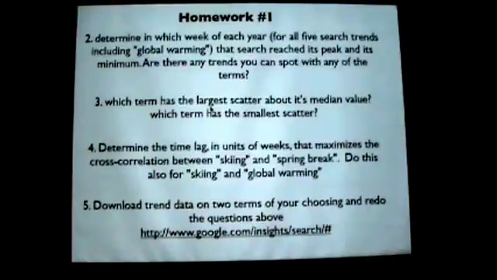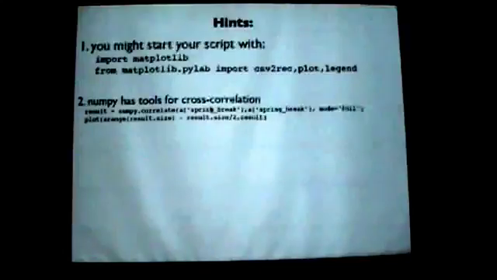If you go to the next slide, you don't have to do anything. We'll just give you a couple of hints. You probably want to get started with something like this in your various scripts. You can, of course, do this in the notebook and turn that in if you'd like. Numpy has some nice tools for cross-correlation, so you don't have to do that all yourself. If you don't know what cross-correlation is, look it up. Hopefully you'll have some fun with this. Go to the next slide.